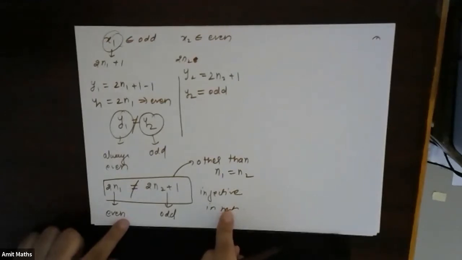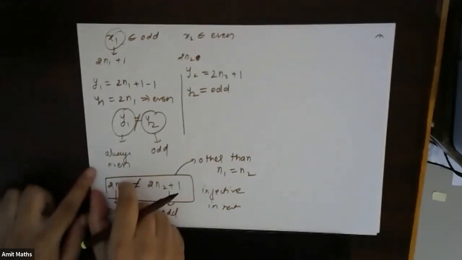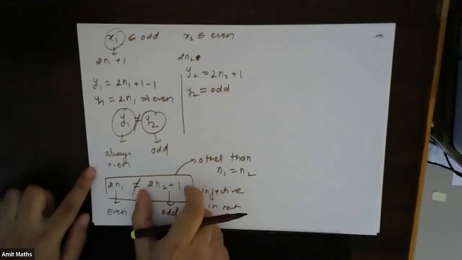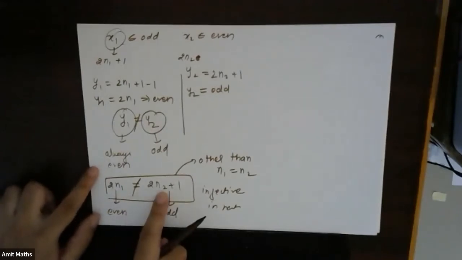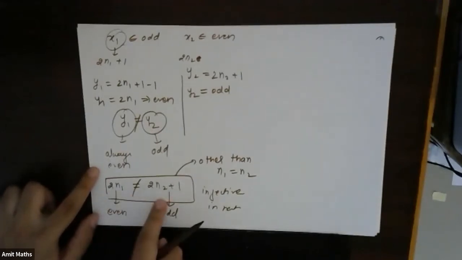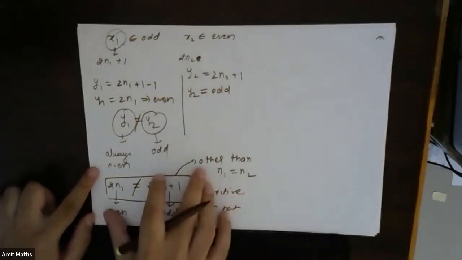Why is this injective in nature? Because on the left side I have even and on the right side I have odd. I cannot equate even with odd. Whatever n I substitute, n2 will come out to be a fraction, but n1 and n2 have to belong to whole numbers. Fine, this everybody understood? Just copy this.